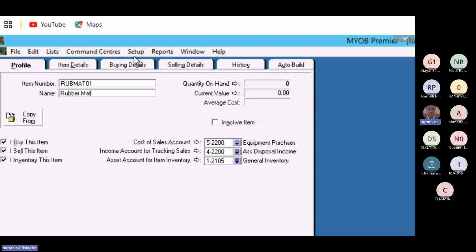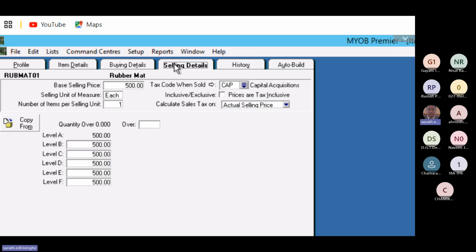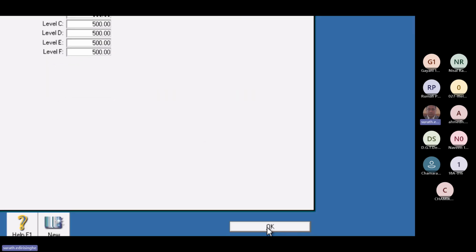Next, buying detail, each capital asset maintained, and payment of capital tax rate after using this rubber mat, assuming that we'll sell at 1,500 per item. Selling detail, okay. Click OK.